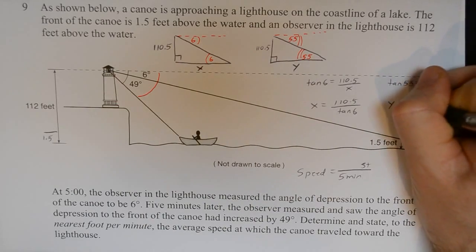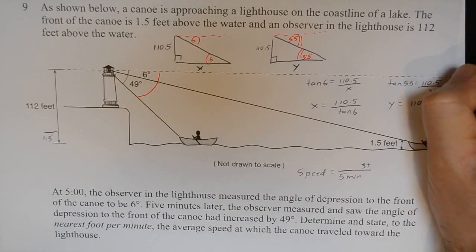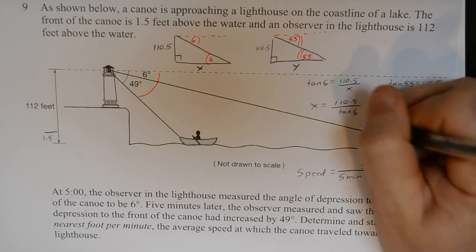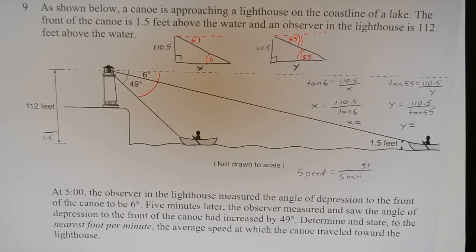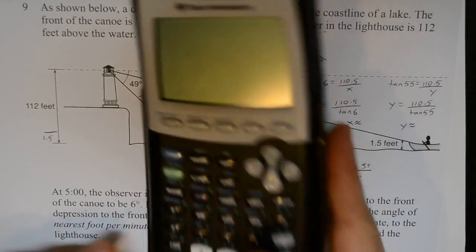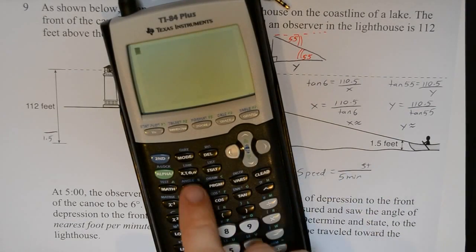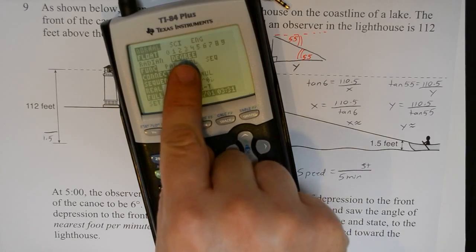And the same thing over here, I'm going to get y is equal to 110.5 over the tan of 55. Now it's time to go to my calculator, right? X is going to be an approximate answer here. Same thing for y. So I'll grab my handy-dandy TI-84. I'm going to make sure that I hit the mode button and am in degrees, right?